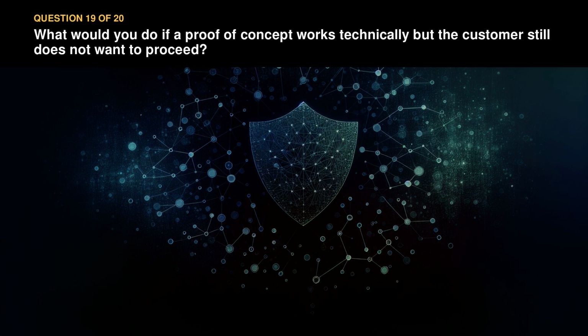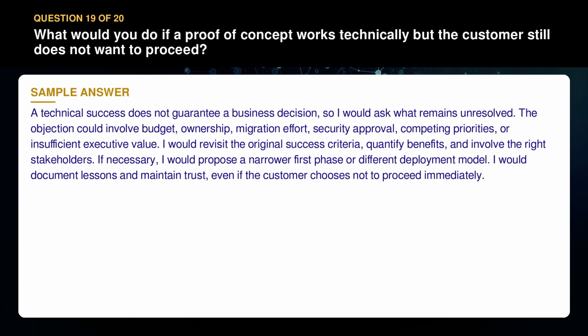Question 19. What would you do if a proof of concept works technically but the customer still does not want to proceed? A technical success does not guarantee a business decision, so I would ask what remains unresolved. The objection could involve budget, ownership, migration effort, security approval, competing priorities, or insufficient executive value.